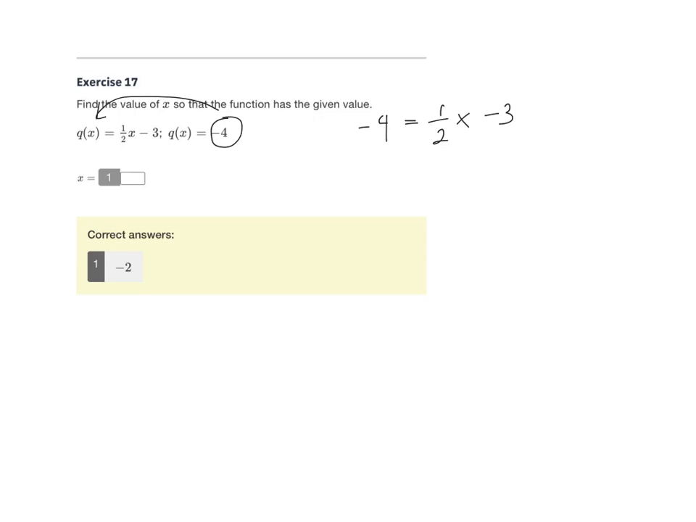We're going to start by adding 3 to both sides. That gives me negative 1 is equal to 1/2 x. Now the easiest way to get rid of a fractional coefficient is to multiply by the reciprocal. The reciprocal is 2, or 2 over 1. So I'm going to multiply by 2 over 1, and over here I'm going to multiply by just 2. So 2 times 1/2, or half of 2, is 1, and 1 times x is x. 2 times negative 1 is negative 2.